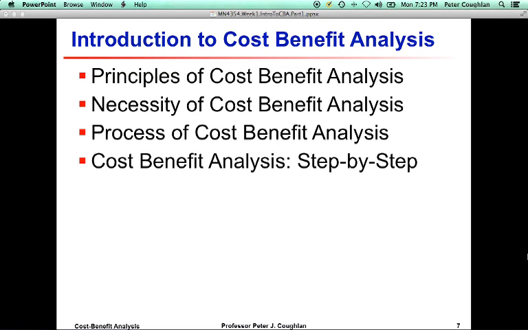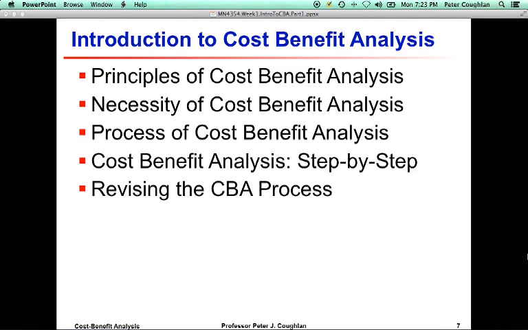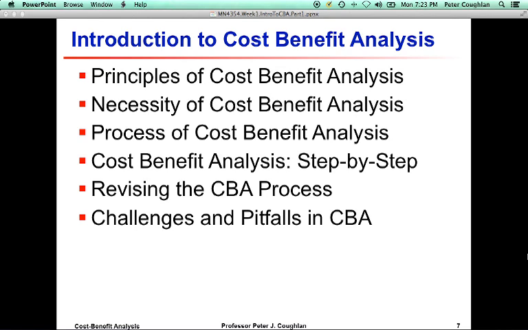We will then actually go step by step through that process and explain each step. Finally, I will offer some revisions to the process. We're going to go through the steps as dictated in the Army Cost-Benefit Analysis Guide. But I think there are some advisable revisions to those steps, or additions in some cases, modifications that might help the process. Finally, after we get the process right, we'll see where the process can go wrong.